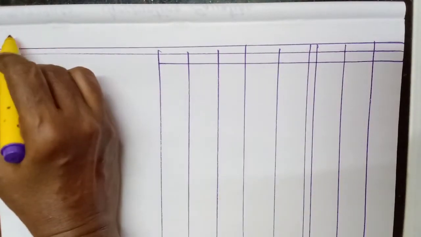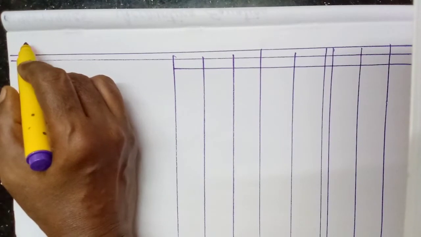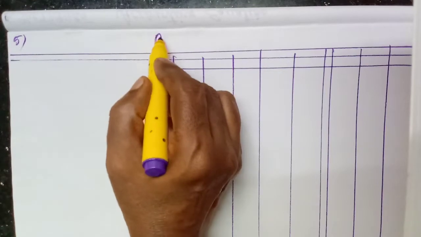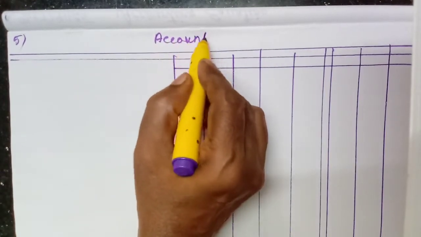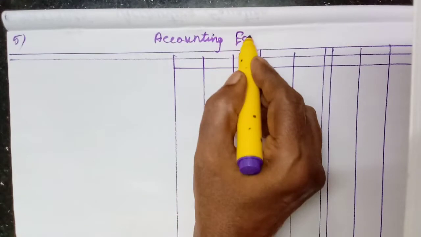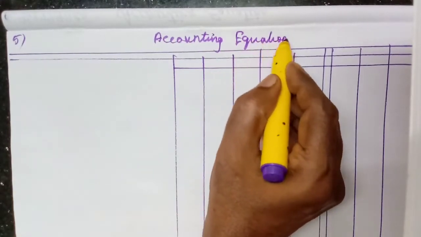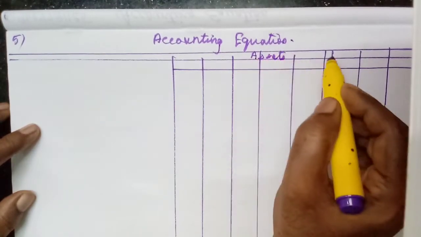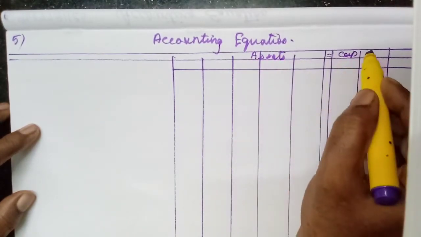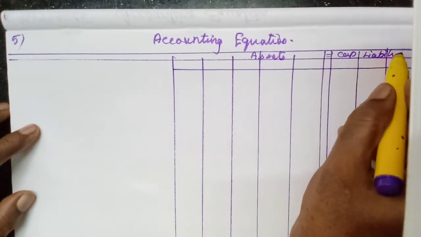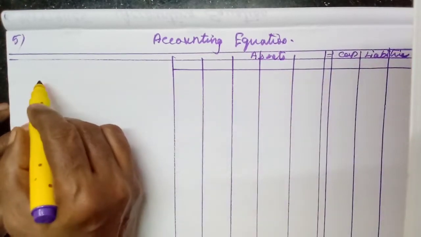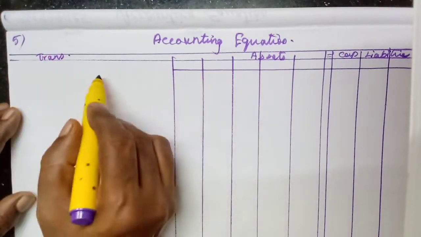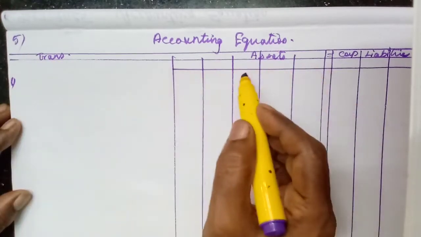Okay, you have to write first the question number. Understand? Question number, illustration 5. Then the heading. Here there is no person's name, so you should write accounting equation. Accounting equation. Then write assets is equal to capital plus liabilities. Okay. Now we will write here transactions. You write fully. Now we will write the first transaction. Leave this column. We will write one by one.